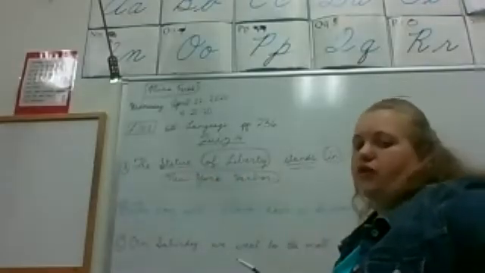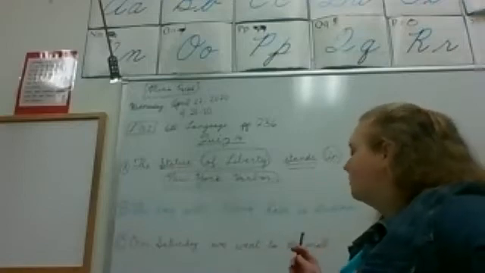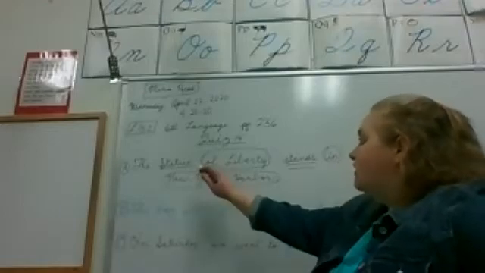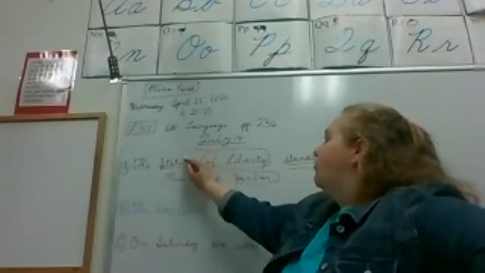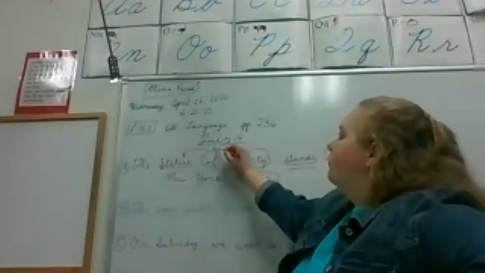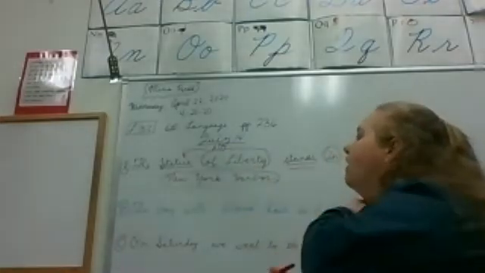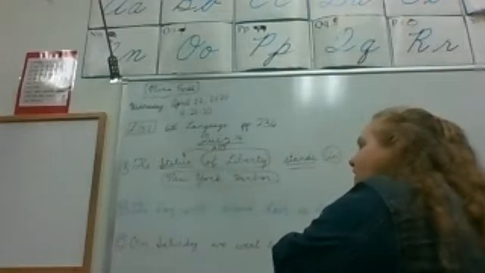Of Liberty describes what? Does it describe the noun or does it describe the verb? The statue of what? Of Liberty, right? So this is an adjective phrase, okay? ADJ, an adjective phrase describing statue. What about in New York Harbor? What does that answer?